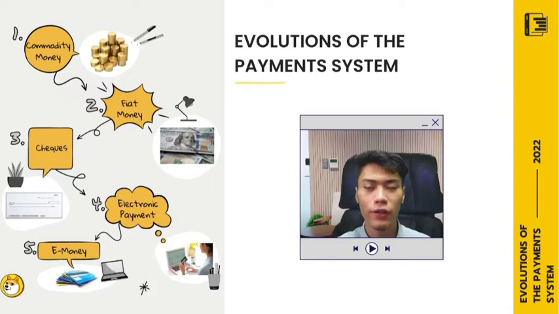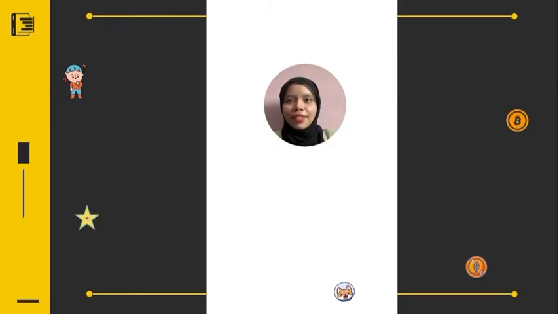Due to an increase in electronic payment, the payment method has evolved into e-money, which is money that exists only in electronic form. It enables consumers to purchase goods and services electronically by transferring funds from their bank accounts to a merchant's account. Some examples of e-money are debit cards and smart cards.